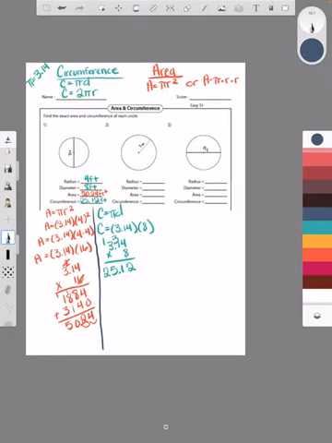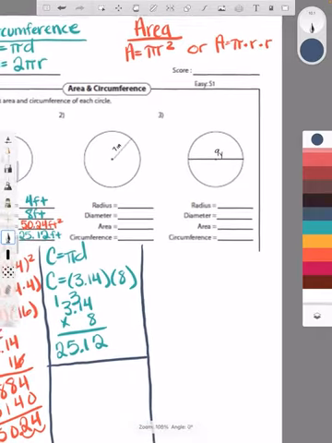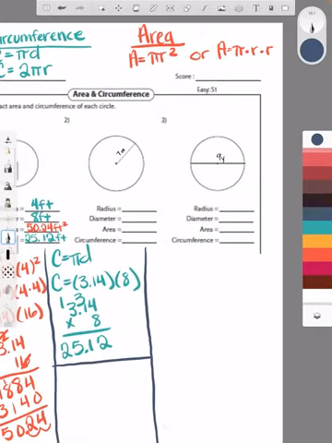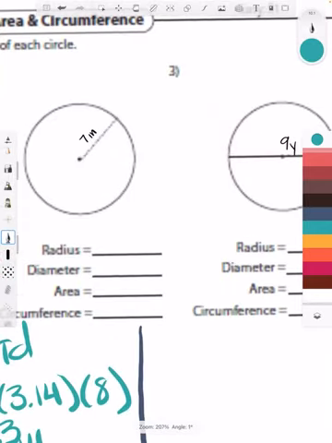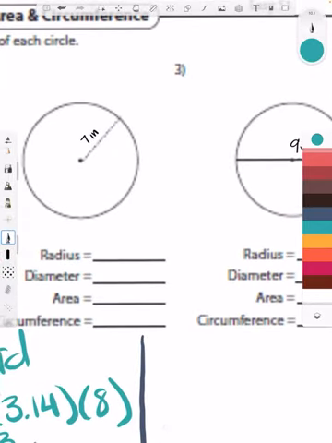All right, moving on to number 2. Maybe I'll find some space right down here. So number 2, we're going to go ahead and fill in the information that we know. We know that our radius is going to be 7 inches because the radius is any line that goes from the center to one end of the circle.